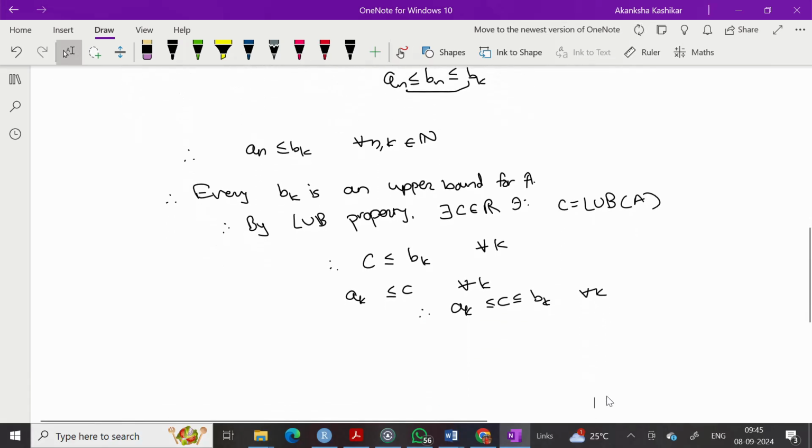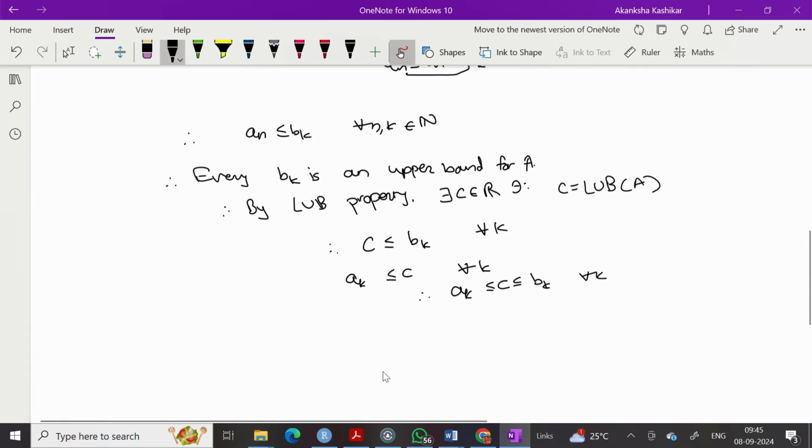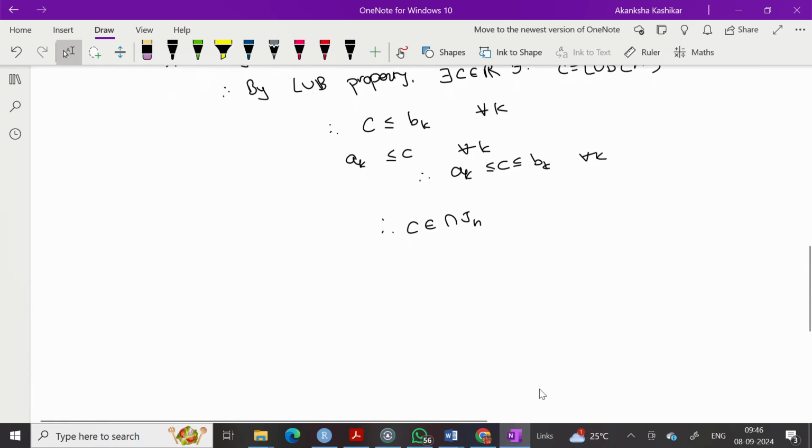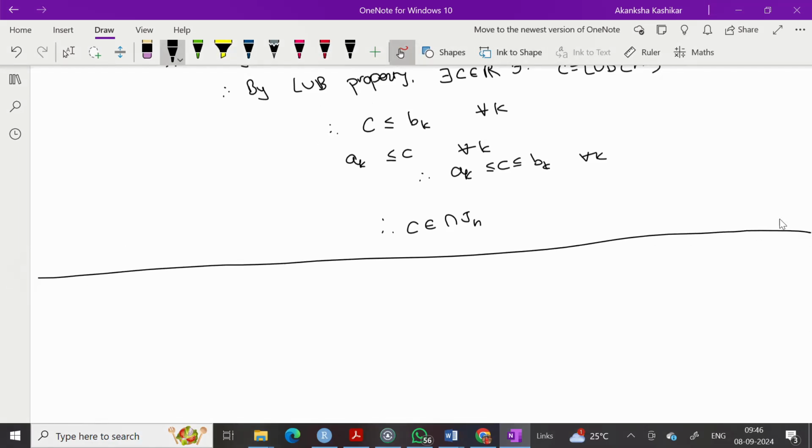And therefore, C belongs to the intersection of the I_n's because C is in every interval. Hence, we have proved the nested interval theorem. That is, we have proved that if I have non-empty bounded closed intervals which are nested in one another, then their intersection is also non-empty. What happens if my intervals are not closed? Suppose I take, for example, open intervals. If I have a_n and b_n, can I say the same result is true?